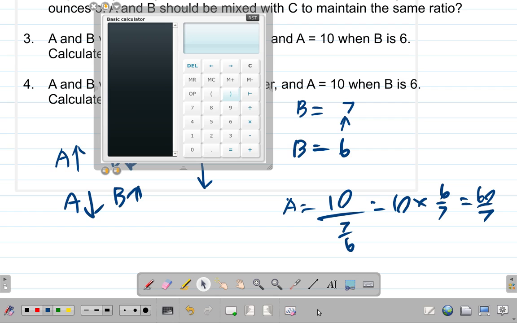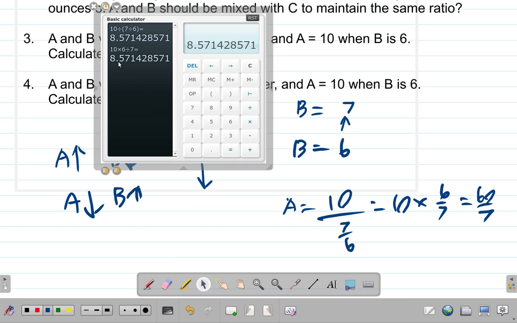Alright? So here, if we have 10 divided by open bracket 7 divided by 6, close bracket, equal 8.57. Now we could also say 10 multiplied by 6 divided by 7. And we get the same 8.57 as in this case.